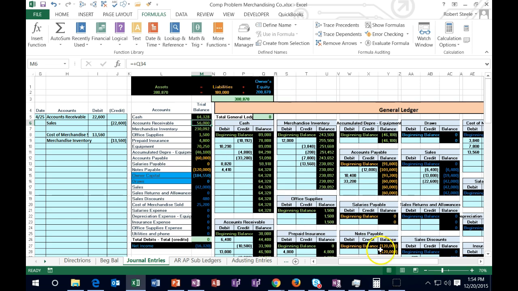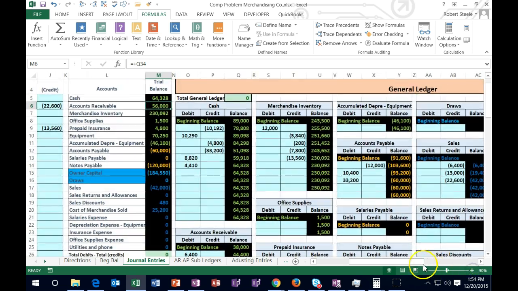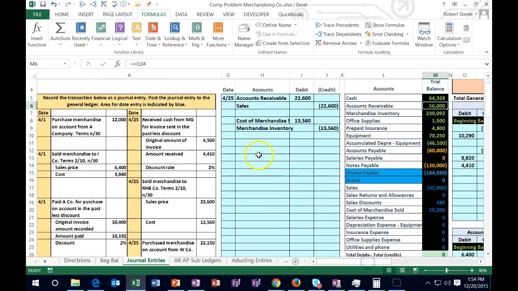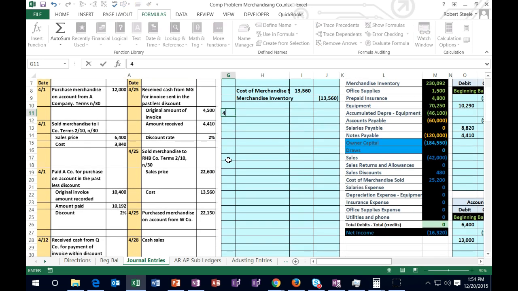All right, let's take a look at the next transaction. I'm going to go back up to 90% on the taskbar and scroll back over. I'm going to click on the next date section, and we are now on 425 again. Last 425: we're on purchased merchandise on account from W Company.